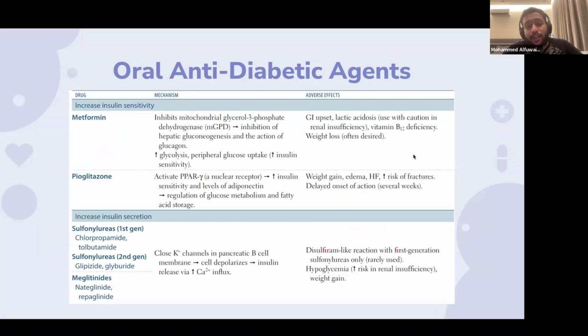Now for the anti-diabetic agents, oral anti-diabetic agents. The first line is metformin for any patients with type 2 diabetes.